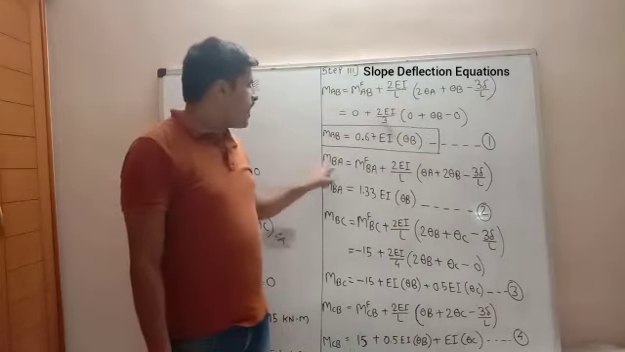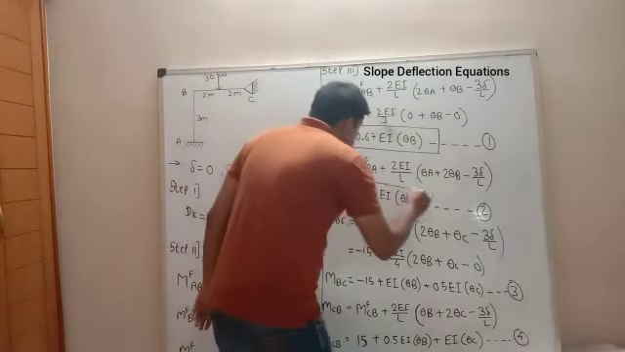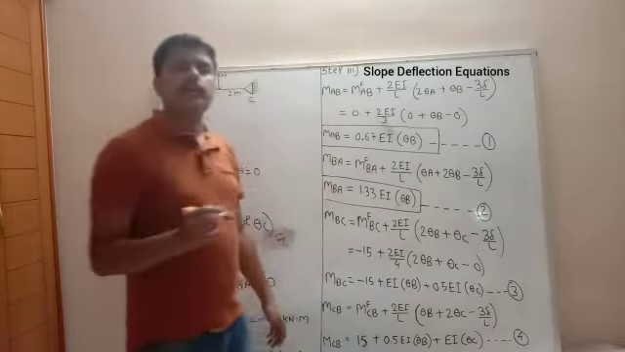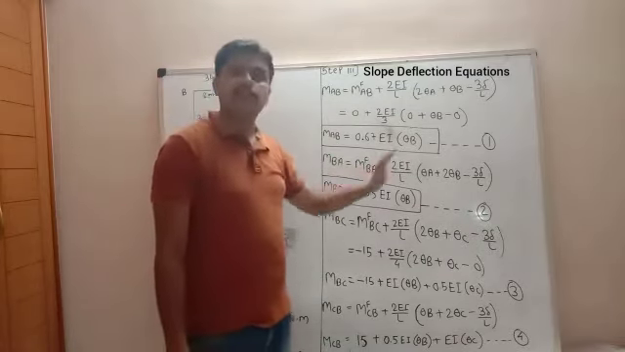Now consider span BA. We will get 1.33 EI into theta B after putting all the values in this equation.